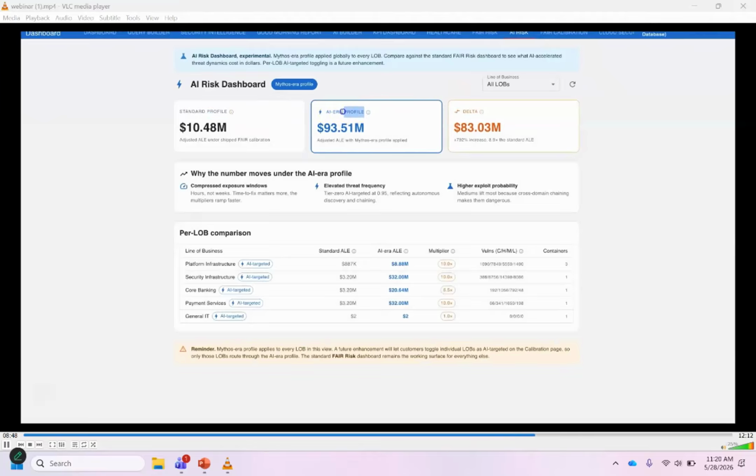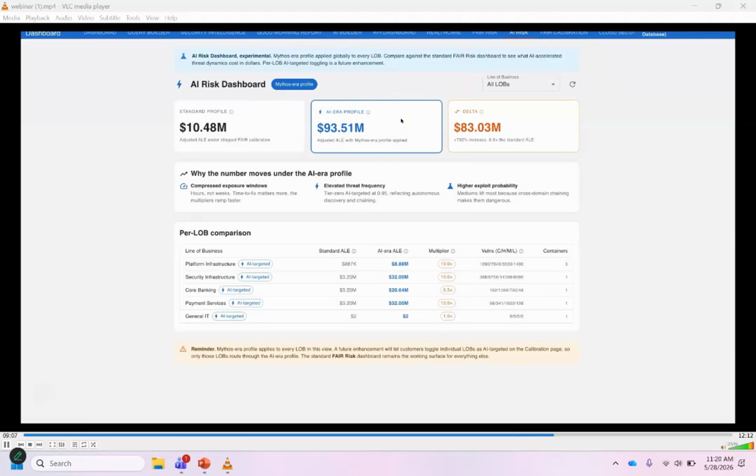AI era profile shows it under Mythos era assumptions. The Delta card shows the multiplier and the dollar difference between the two. In a typical estate, that delta lands somewhere between 5 and 10 times, sometimes higher. The reason is in the calibration we looked at on the previous tab.